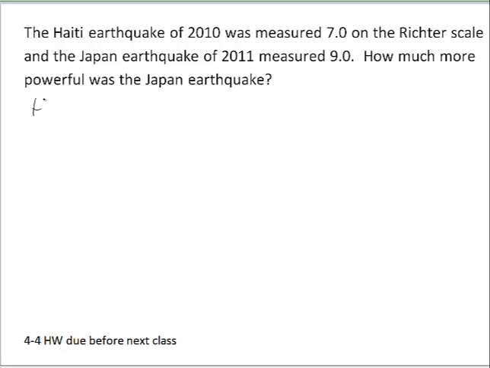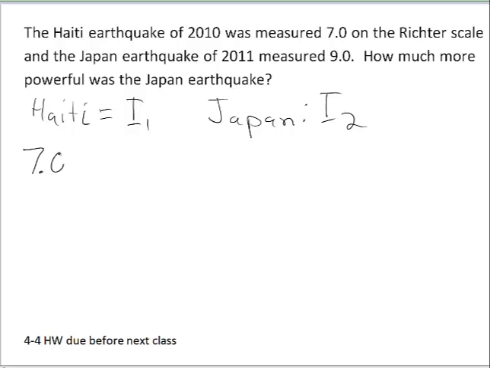We're going to call the Haiti earthquake, oops, don't spell Haiti with an E, the Haiti earthquake, we're going to say that had intensity I1. So again, we're going to have to use some variables here. And the one in Japan, we're going to say is I2. Now we don't know these values, right? We're going to do some fancy stuff to solve for them in a second, but not knowing these values doesn't prohibit us from setting up the equation.